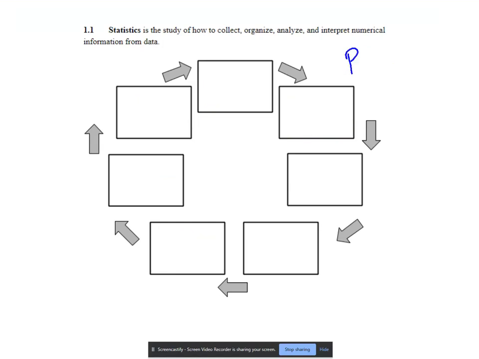Okay, so this video is going to go over pages 1 through 4. Statistics is a study of how to collect, organize, analyze, and interpret numerical information from data. It all begins by posing a question, a question about something, some people, somewhere.